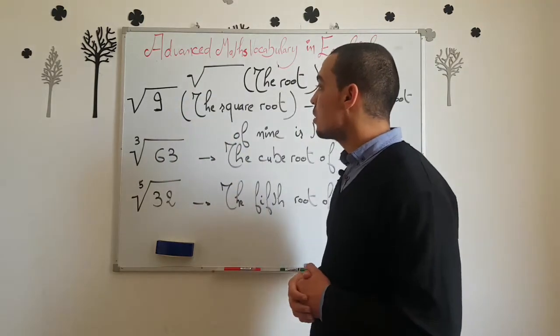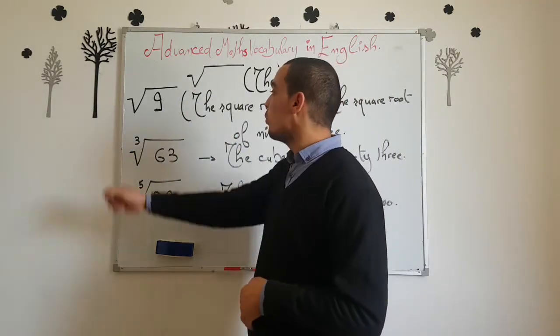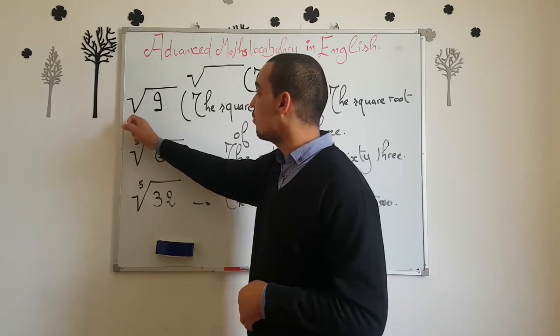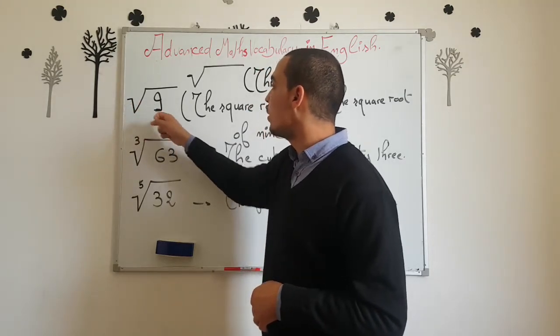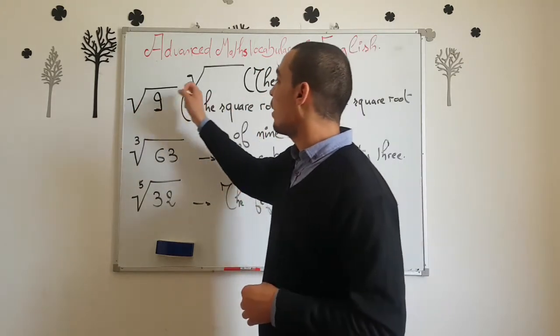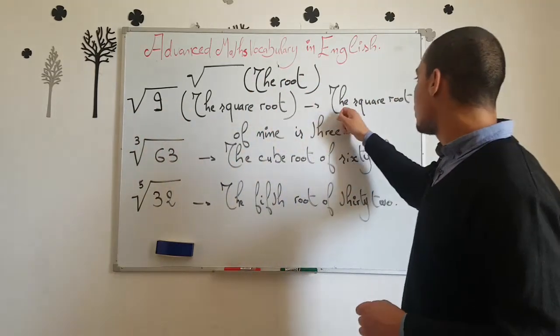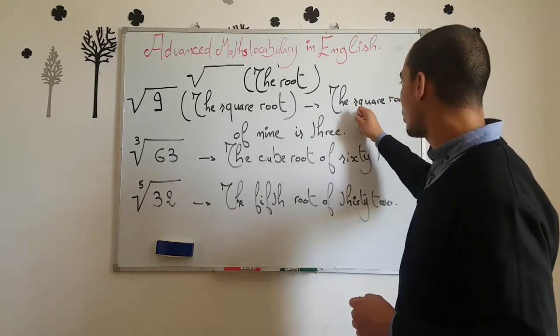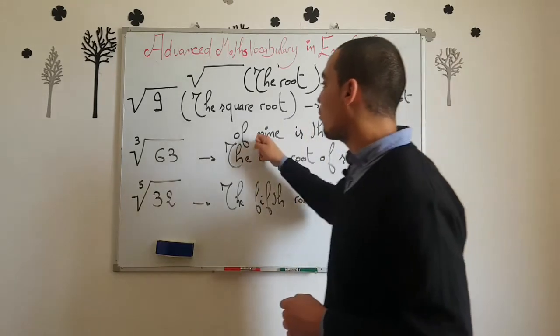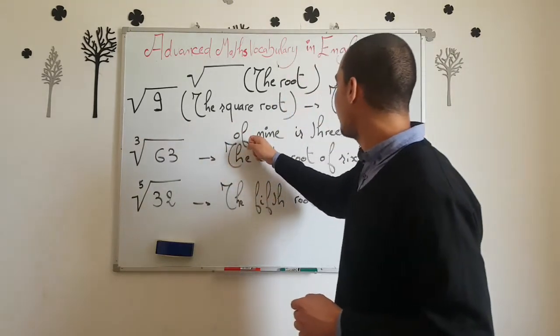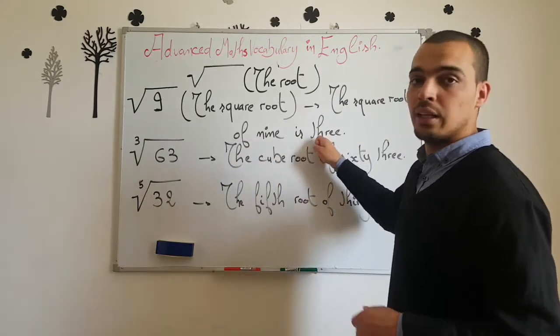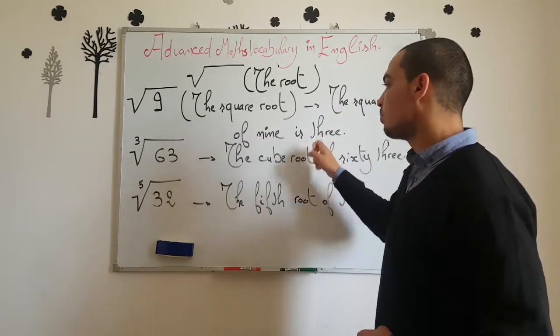Another important type of symbols that we encounter a lot is the root, and it is represented by this symbol. Starting with the first example, when you find the root by itself followed by a number, it means the square root of that number, and it is read as the square root. The square root of 9 is 3. It gives you the result.